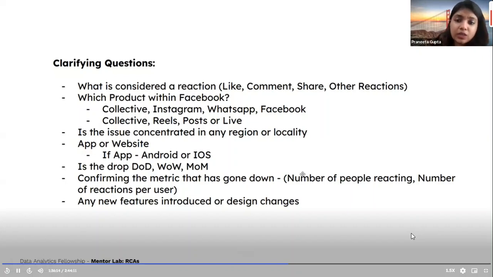And then which metric is going down, you also considered that: whether active users are impacted or only reactions, so that was also a good thing. And then finally, we should have also gotten down to whether we introduced any new feature because of which the drops came, right? So these are the kind of questions you would ask, and I think you guys have gotten a hang of how to approach this, right?